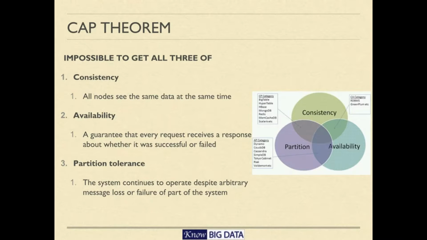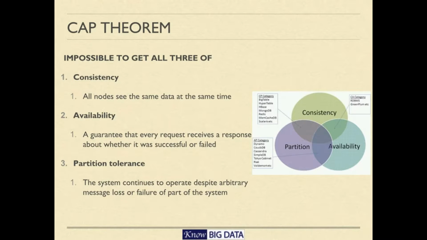Now second is availability. Availability means a guarantee that every request receives a response about whether it was successful or failed. The more requests that can be handled by a server, the more availability. So 100% availability, probably none of the databases can provide logically.